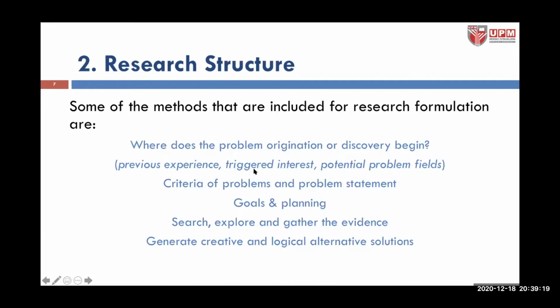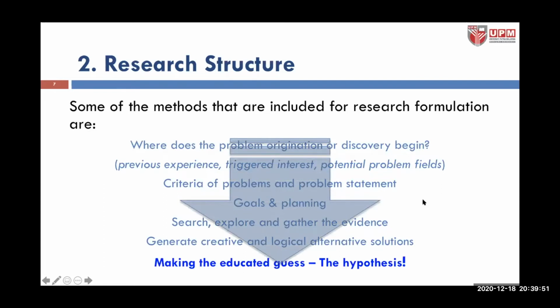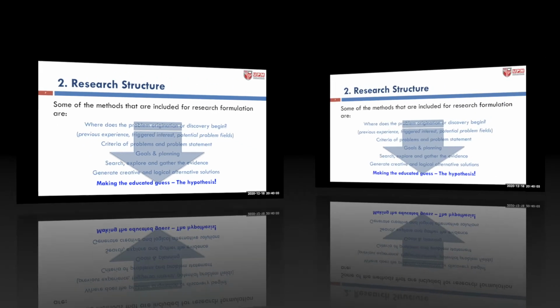That can also be triggered from interest and maybe potential problem fields. And the research formulation also involves criteria of problems, problem statement, goals, and also planning. You can also do research, explore and gather the evidence, and generate creative and logical alternative solutions. All of these will lead you to making an educated guess. Meaning you are trying to assume what's going to happen, right? That is what we call the hypothesis.